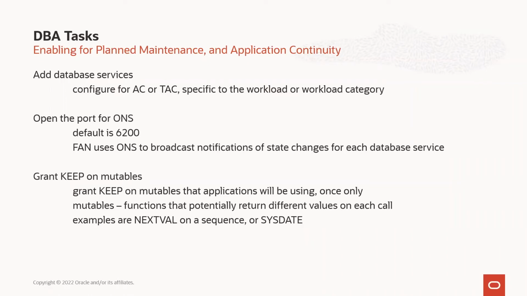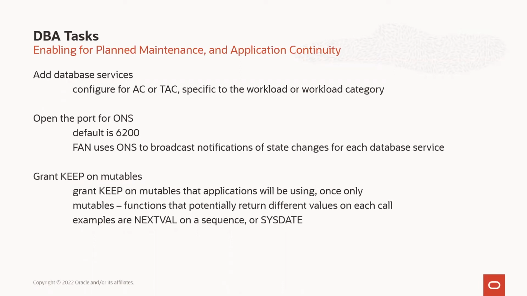Funnily enough, also, you need to open port 6200 on the database server nodes. Each node has to be open. Now, default is 6200 for the Oracle Notification Service. We use this to send out notifications to the end user applications that there are state changes on the database services to which they're connected. More on this in a minute, but basically it is just sending out a message saying, you're going to get interrupted if you don't do something. Okay. And then we'll talk about how they do about it.